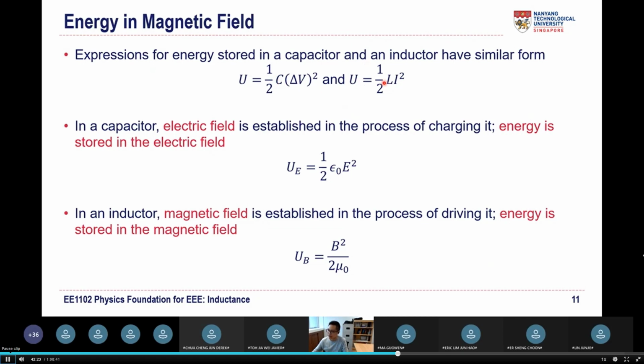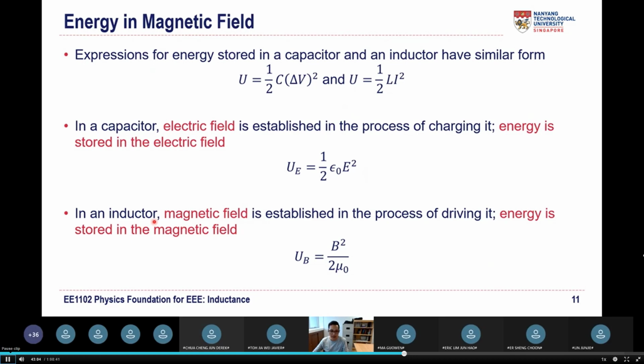So likewise, you can store energy also in the magnetic field. And how much energy is stored in that? You can use these two equations. It depends on the capacitance in the case of how much energy is stored in the capacitor, and it also depends on the inductance in terms of figuring out how much energy is stored in the inductor. Okay, so you can use that equation. So in a capacitor, an electric field is established between the two plates in the process of charging, and we can say that energy is stored in the electric field. And this is how we can calculate the energy stored in the electric field.